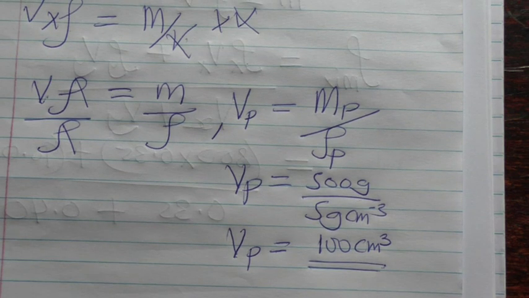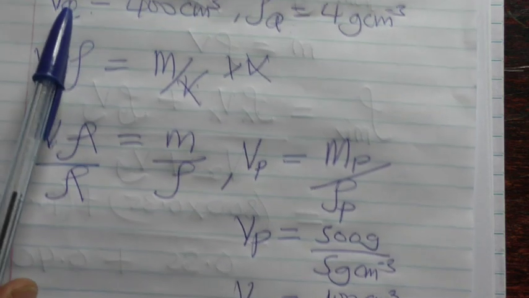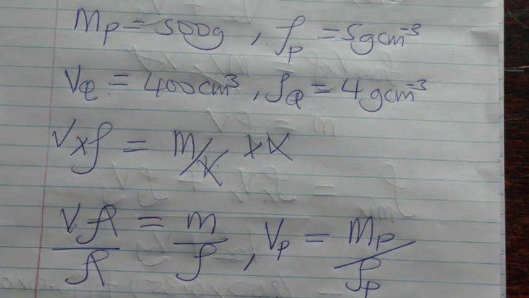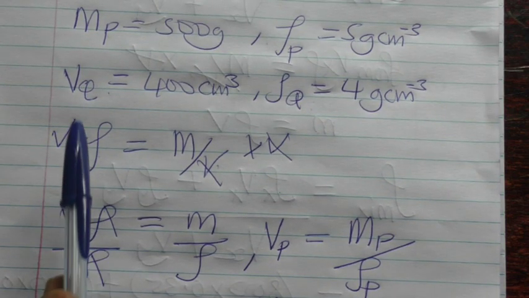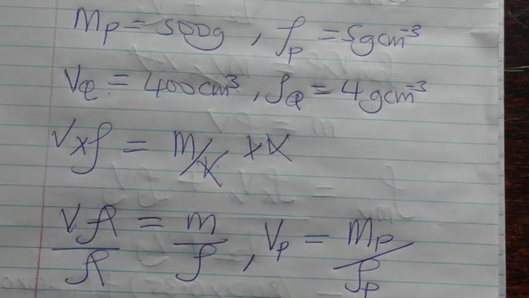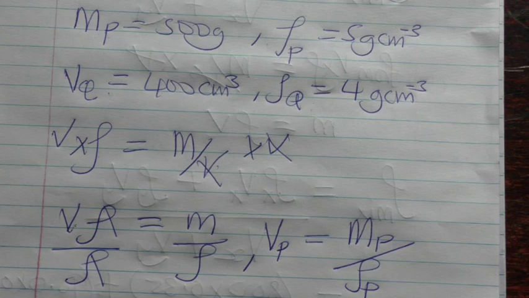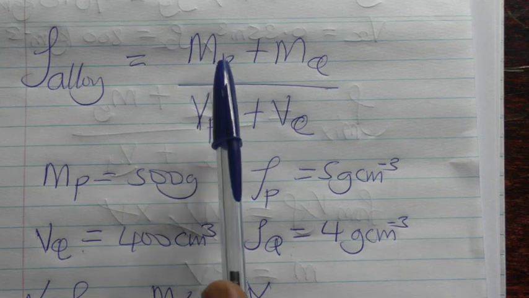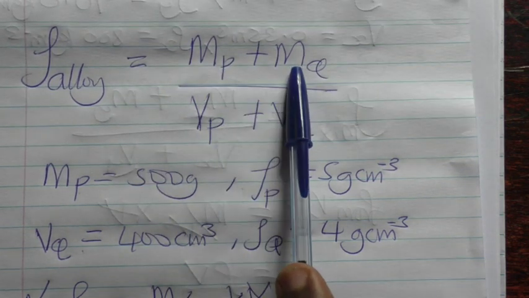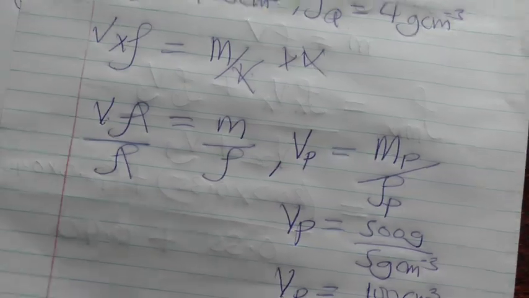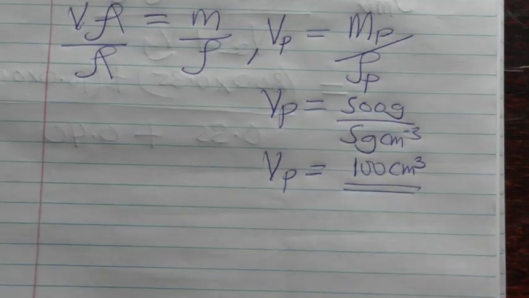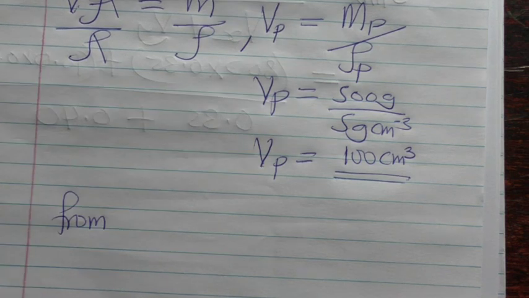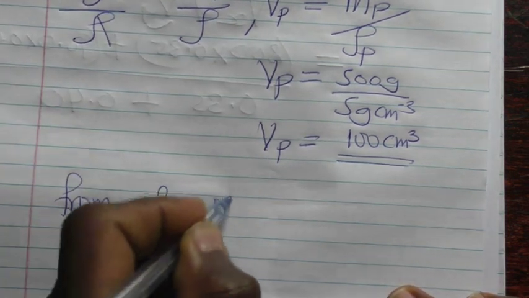Now that we have volume of P and mass of P, we can get the density of the alloy. However, in the second element, which is Q, we have volume and density. We must get the mass of Q, so that we substitute in the formula for density of the alloy, which is mass of P, we have it, mass of Q is what we don't have. So still, from the same equation, we shall say density equals mass over volume.